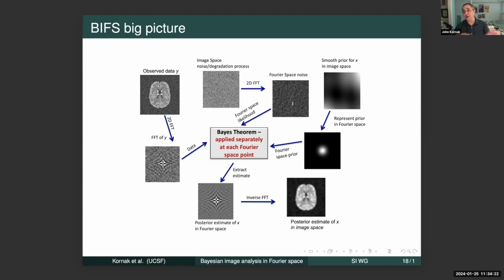I'm taking a lot of journalistic license in this big picture piece, but it's just to give you the overview. So the data goes into Bayes' theorem, the likelihood model, and then we also need the prior. Let's say I want something that's smooth in image space. If I want to represent it in Fourier space, I have a lot of mass at the center of Fourier space. That also goes into Bayes' theorem. And then I build my posterior distribution over in Fourier space. I extract an estimate from there, like the posterior mode. And then all I have to do is inverse Fourier transform it, and I get my posterior estimate of the image.